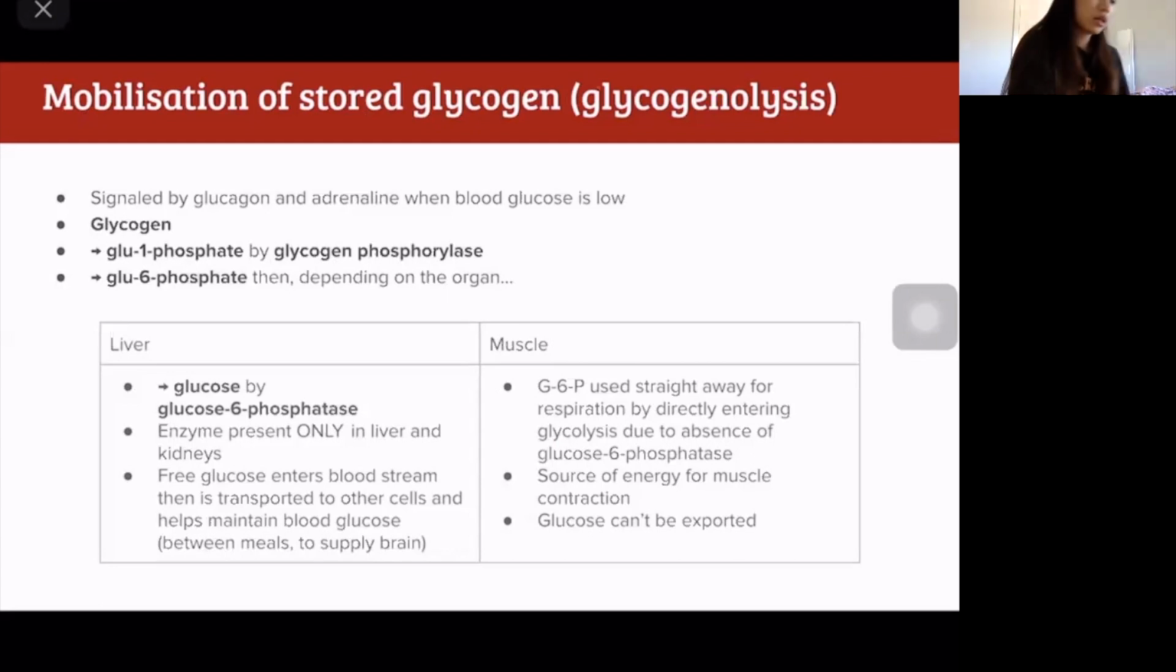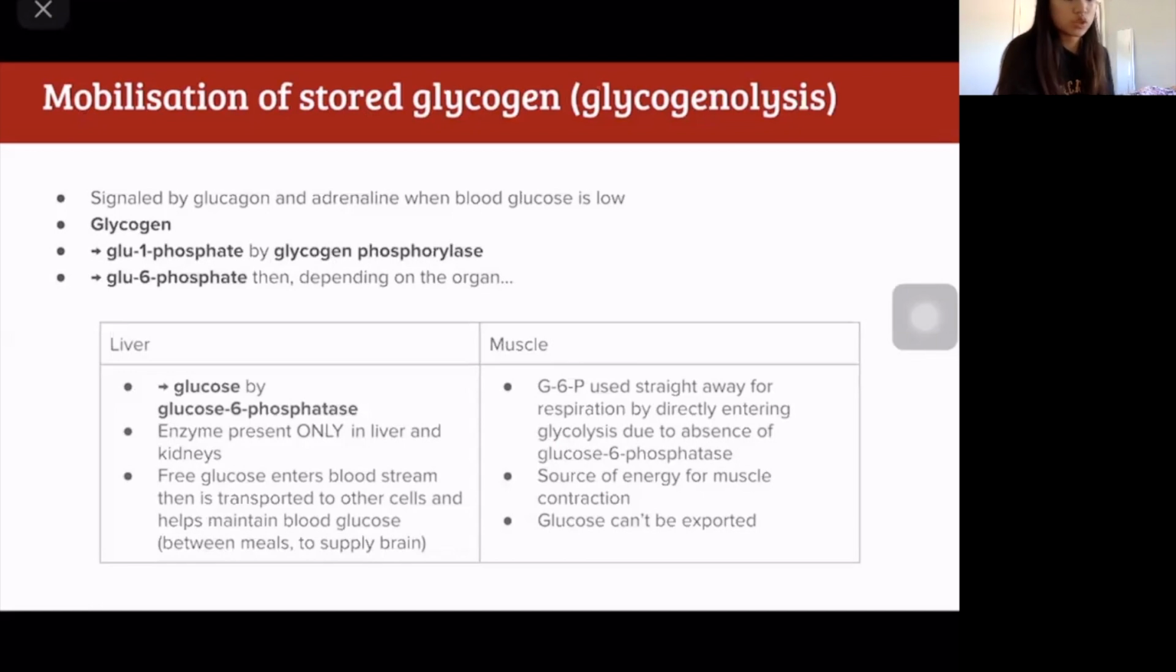So first, glycogen is converted to glucose-1-phosphate by this enzyme called glycogen phosphorylase. And then it becomes glucose-6-phosphate, so G6P, by another enzyme, which you don't really need to know. And then this part's important.